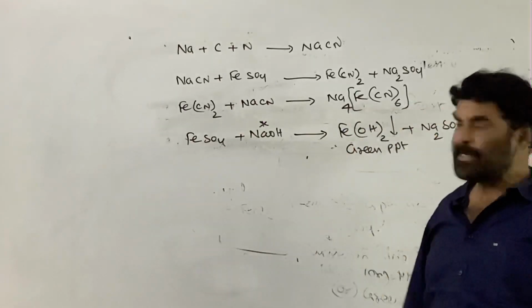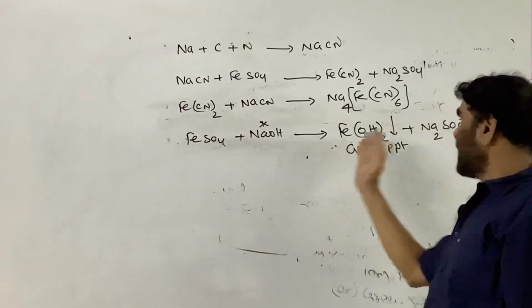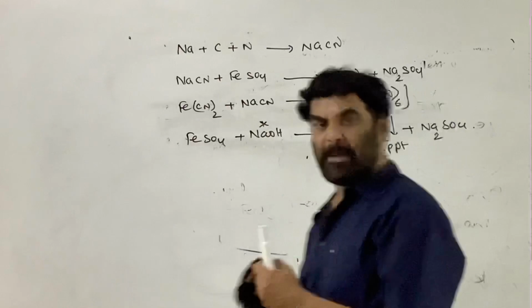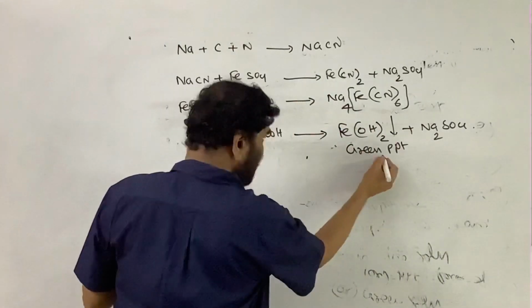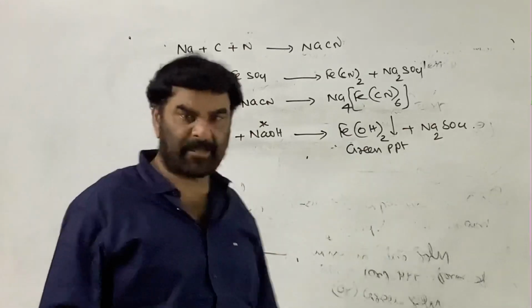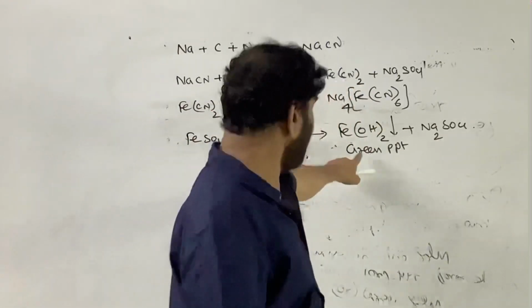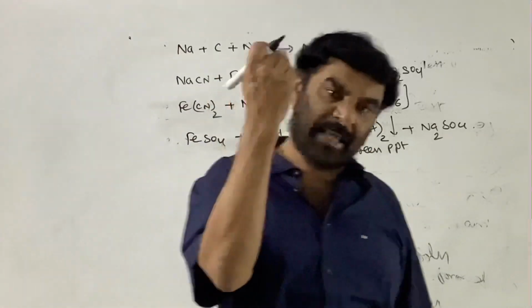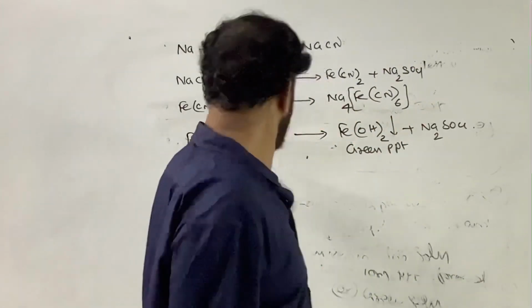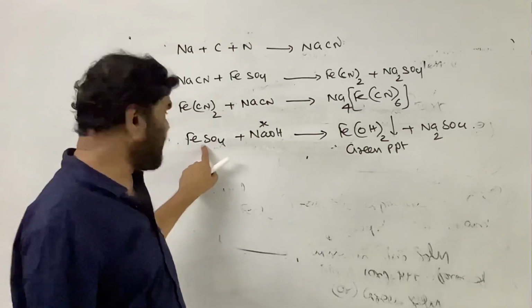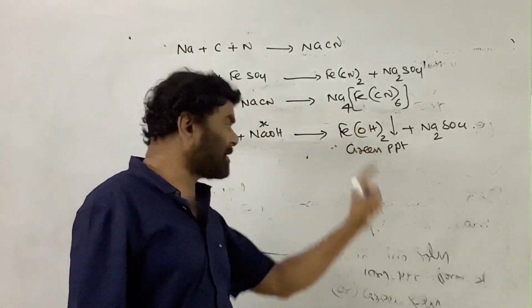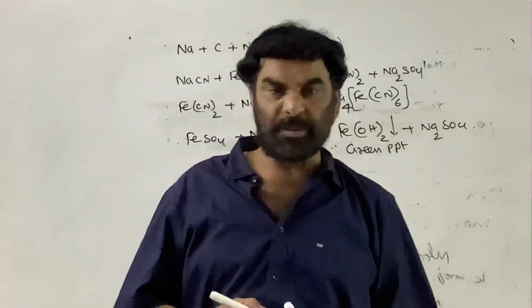Sodium hydroxide reacts, and part of the ferrous sulfate is converted into ferrous hydroxide because of the base. Solubility product principle: this green color dominates. Therefore, whether the nitrogen is present or not, if you add the ferrous sulfate, it reacts with the sodium hydroxide and gives the green precipitate.